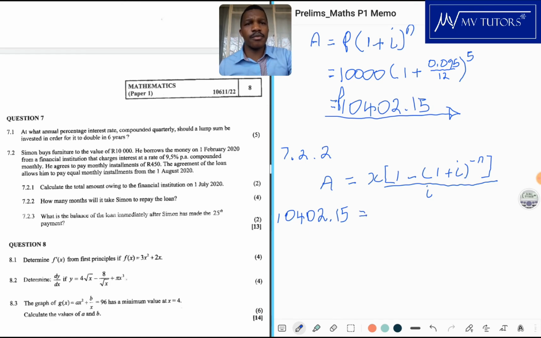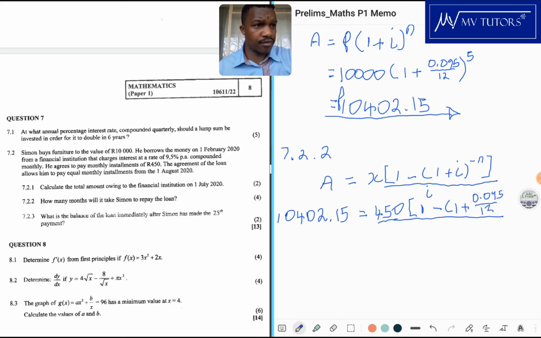And X, we are told that he will be paying in installments of 450. Let's put that. And then what else? 1 minus (1 plus, what is our i? Interest is still that 9.5% compounded monthly. Now it's 0.095 divided by 12, and all of this should be to the power of minus n, because that's what we're dealing with. Same thing here, interest is going to be 0.095 divided by 12. Okay, so all we have to do now is just some mathematical gymnastics, really.